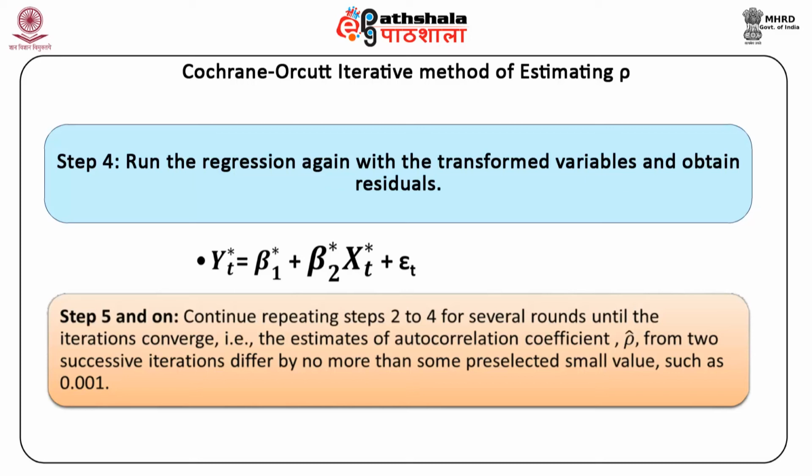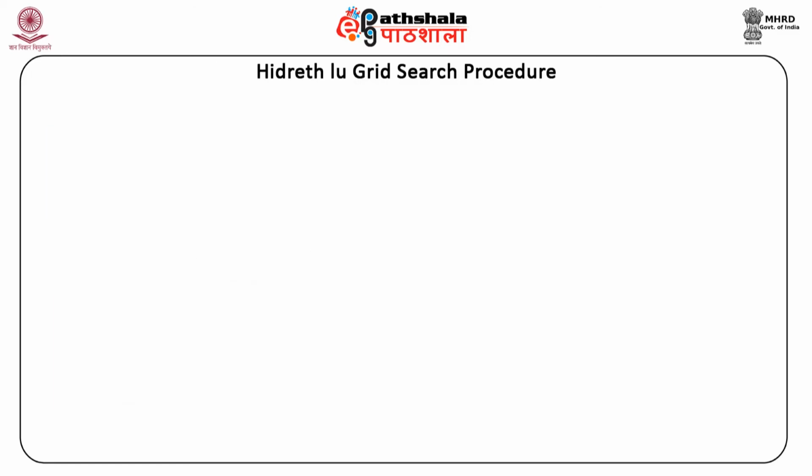Step 5 and so on. Continue repeating steps 2 to 4 for several rounds until the iterations converge, which means the estimates of the autocorrelation coefficient rho hat from two successive iterations differ by no more than some pre-selected small value such as 0.001. Slide 19. Hildreth-Lu grid search procedure.